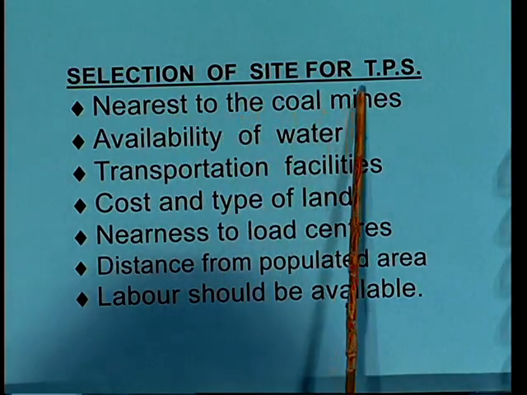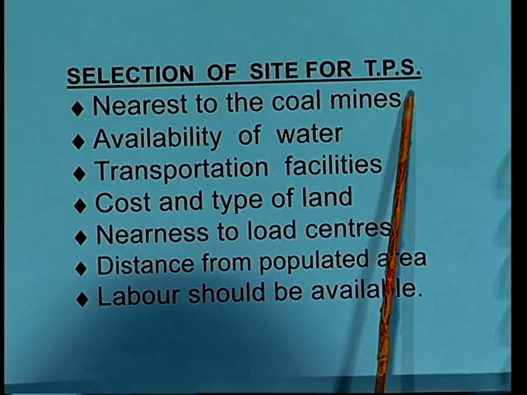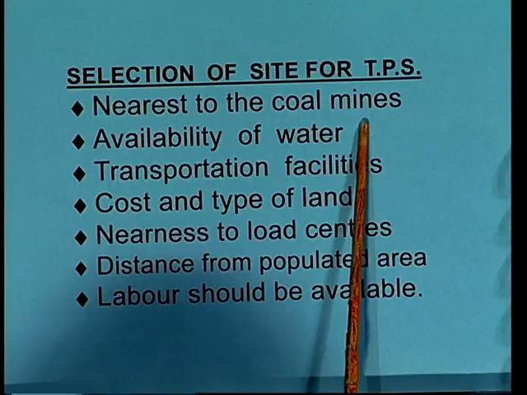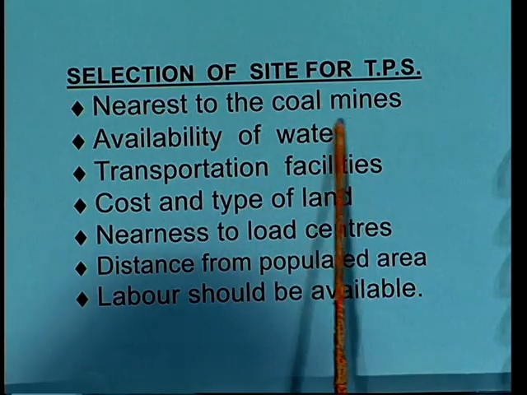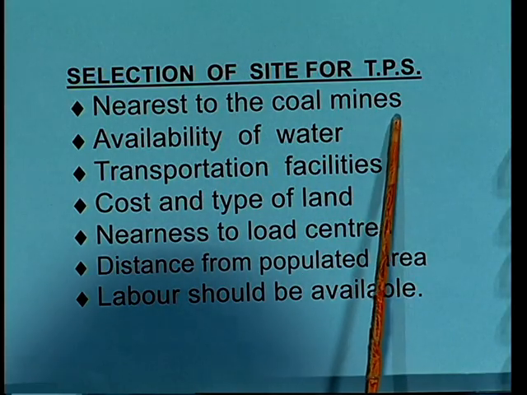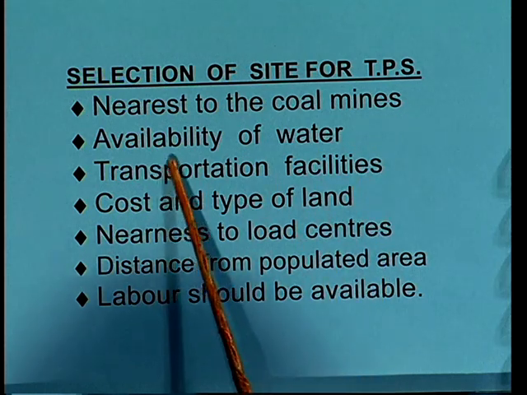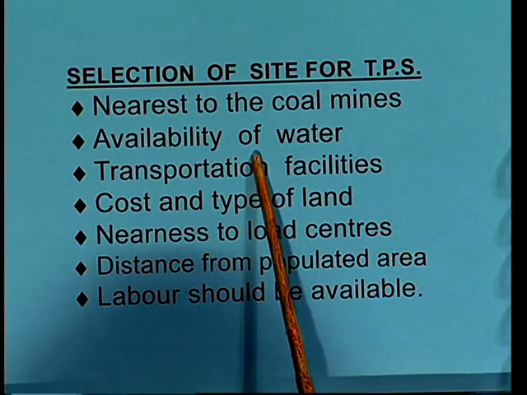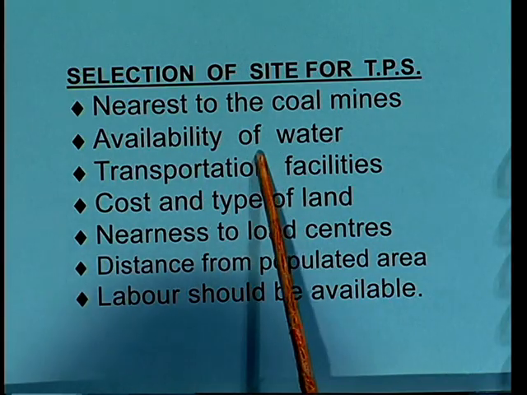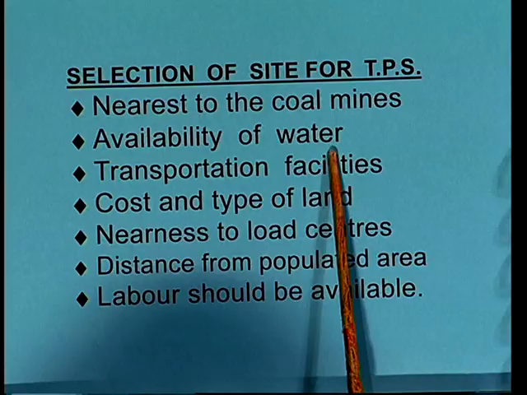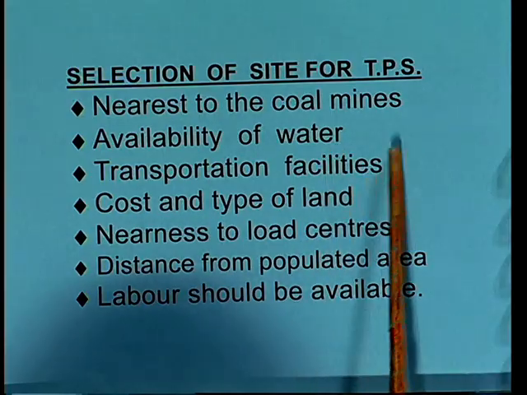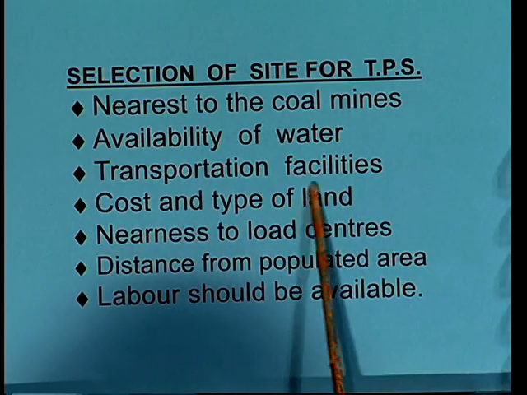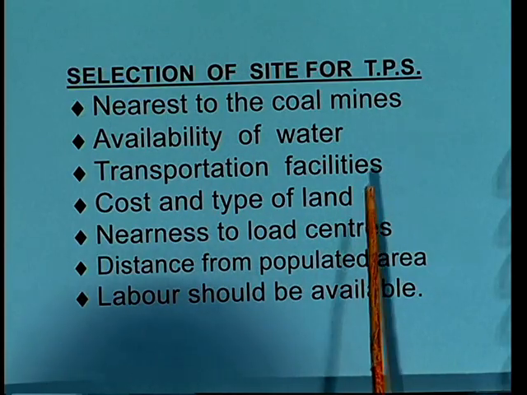Selection of site for thermal power station. The thermal power station should be nearest to the coal mines, so that the transportation will be avoided. Availability of water. We have seen in the diagram, the condenser needs more water, therefore, it should be nearer to the water point, either lake or tanks, etc. Transportation facilities. The transportation facilities should exist.